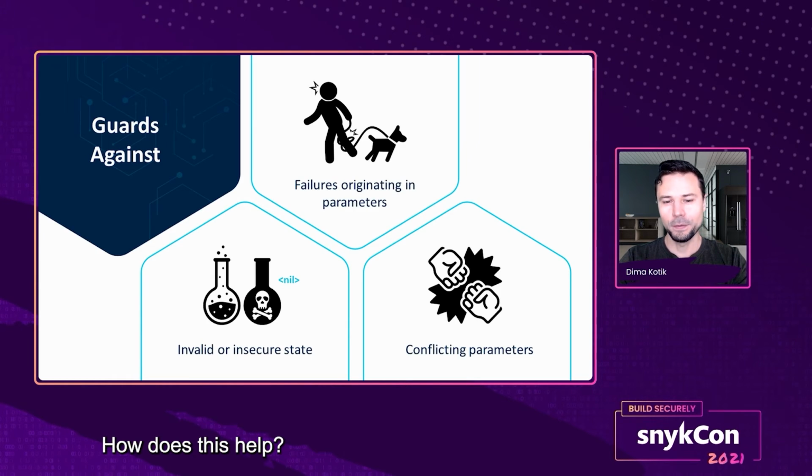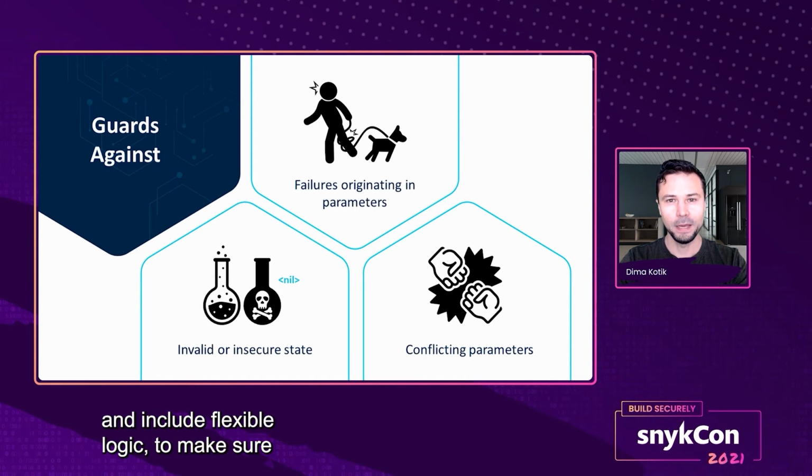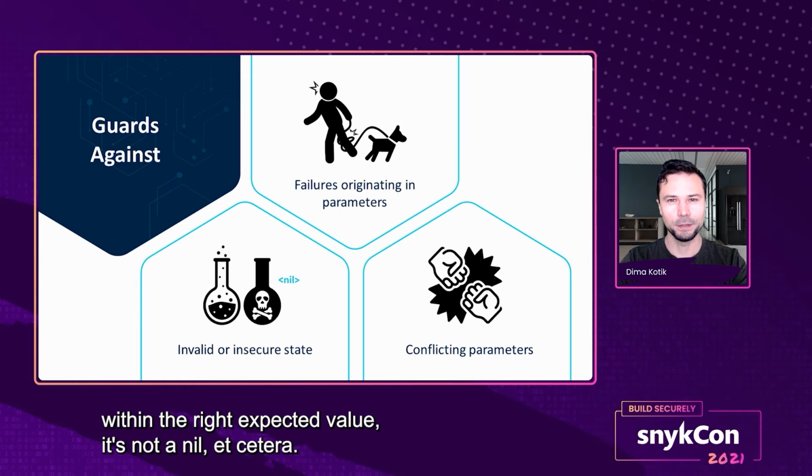How does this help? Well, first of all, it helps us guard against invalid or insecure state. Each option can check each parameter and include logic, flexible logic, to make sure that it's within the right range, within the right expected value, it's not a nil, etc.